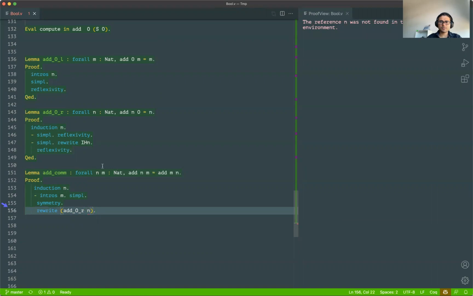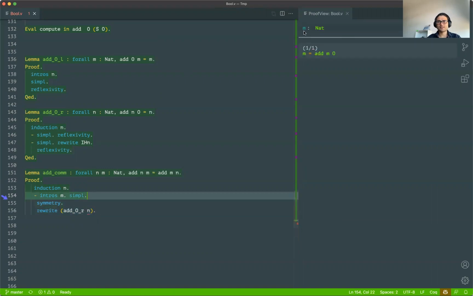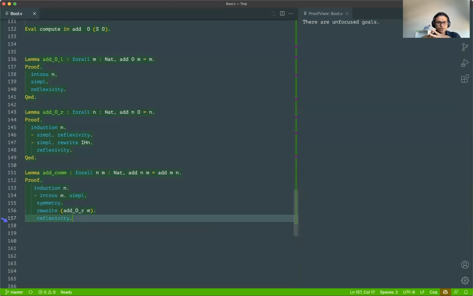But I can't do this because, see, there is no N here. So I am instantiating this N with this M. Right? And now I can do reflexivity. So depending on your preference, I prefer apply because it's just a few keystrokes, but you can go either way, apply or rewrite, and then reflexivity.